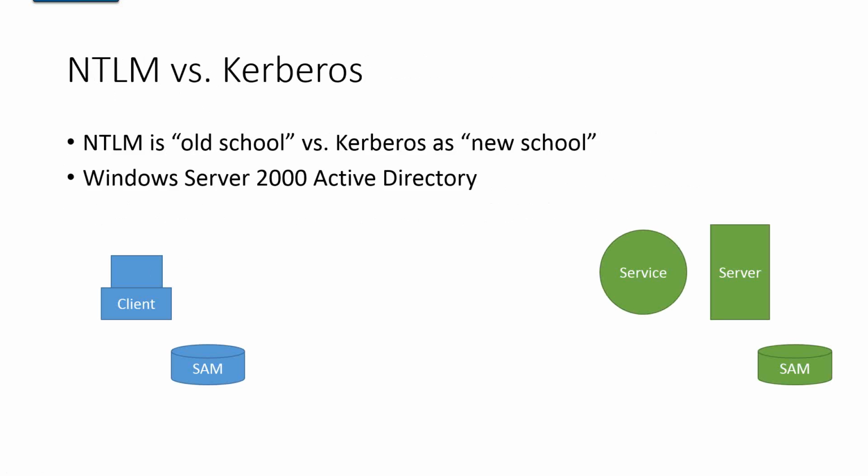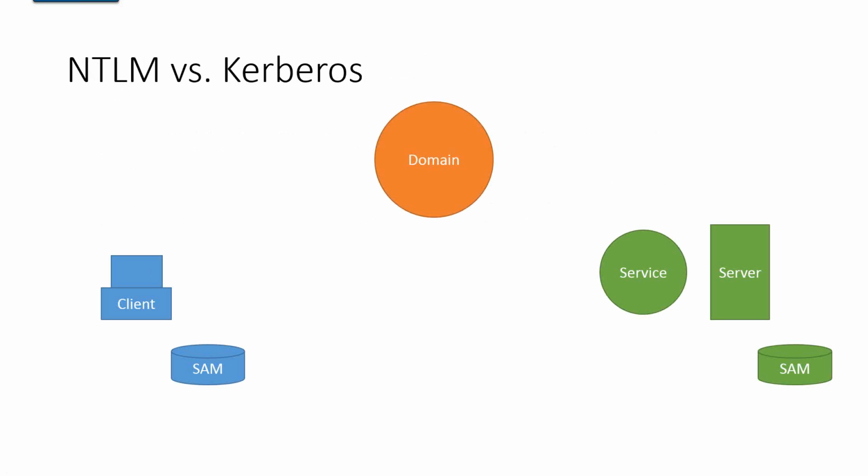It's working a bit differently. So, long story short, I'm going to draw on this screen here. When we have a domain, we have computers joined in a domain. These computers can be clients, they can be servers. What this means is when the computer itself starts, it's actually authenticated to a domain. The domain contains user accounts and groups.